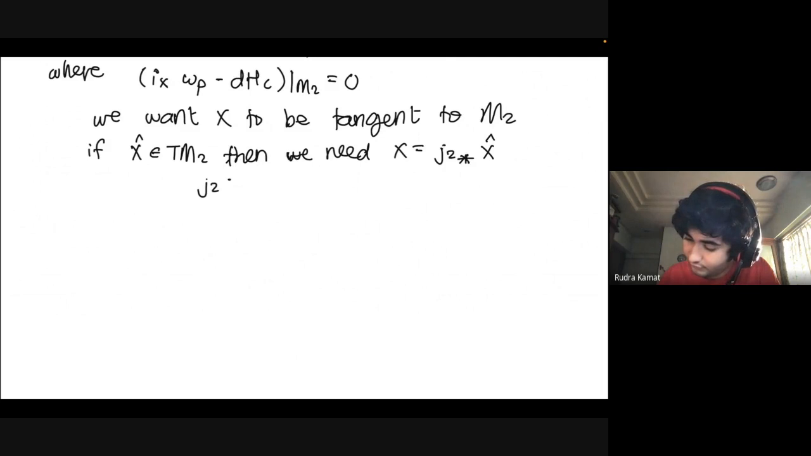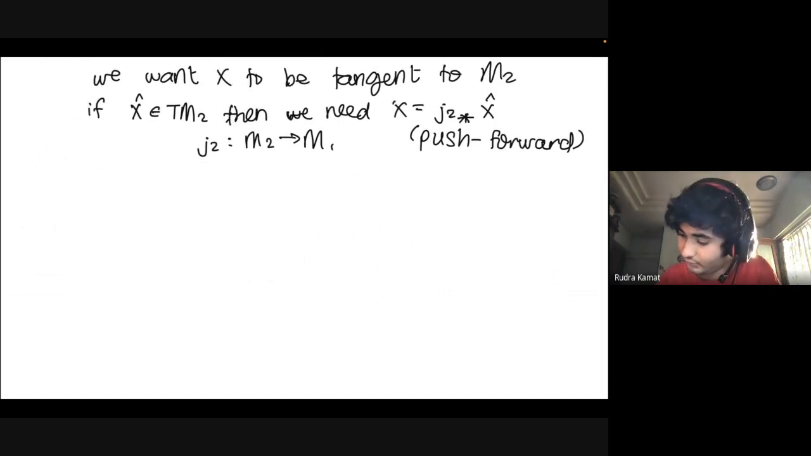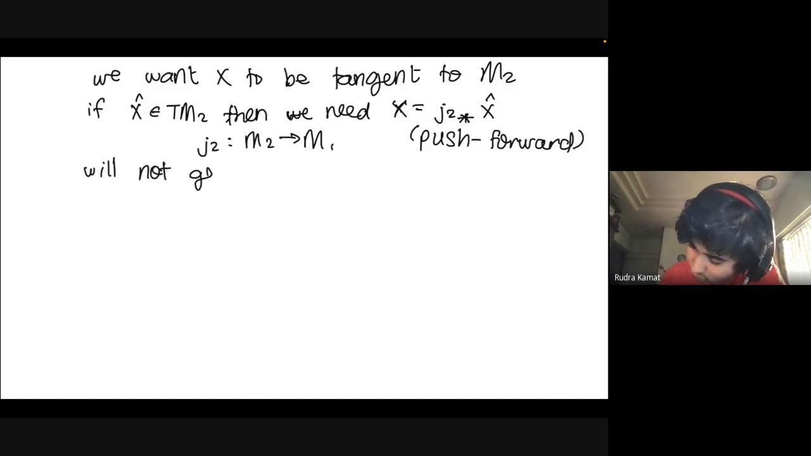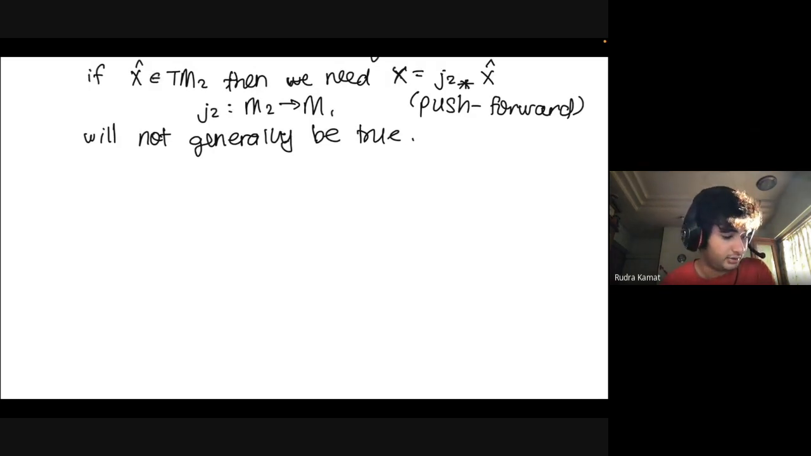And J2 is the inclusion map of M2 to M1. This is a push forward. Let me just spell that out. If the solution X is purely coming out of the tangent space of M2, then that means X is purely tangent to M2, but that will not generally be true. So that means we need to put more restrictions on X. We need to demand more out of X.